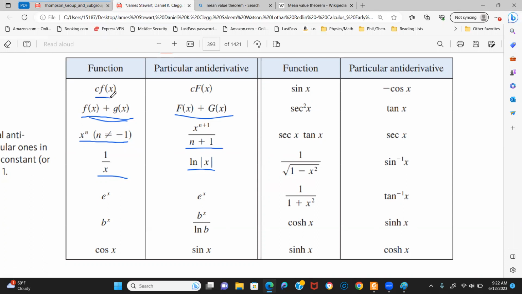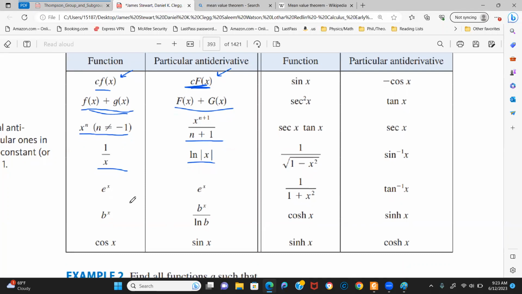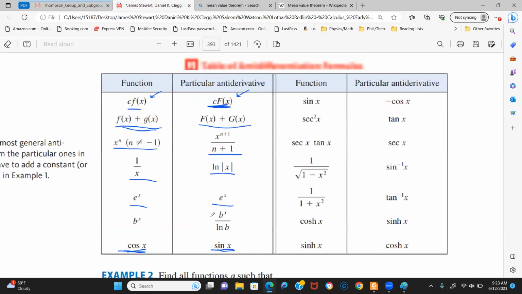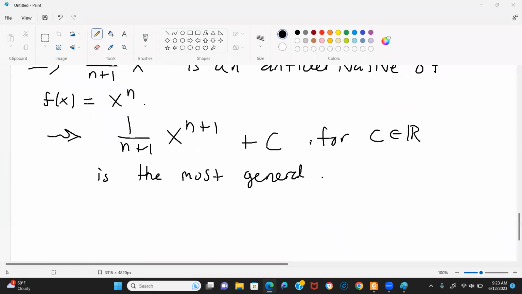This rule should make sense as well, because when you take the derivative of a scalar multiple of a function, you can pull the scalar out and then just differentiate the function. So if you differentiate this, you will get this right here, assuming capital F of x is an antiderivative. Then we have e to the x. That's a really easy one. It's its own derivative, so it is its own antiderivative. And then we have cosine x. When you differentiate sine x, you get cosine x. You don't have to worry about negatives in this case. All right, let's see. What are some other examples?